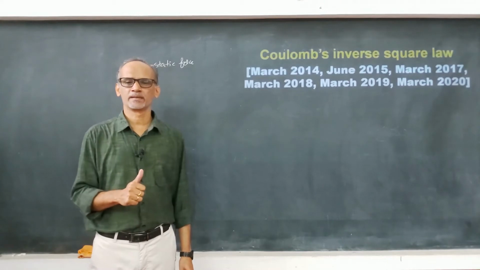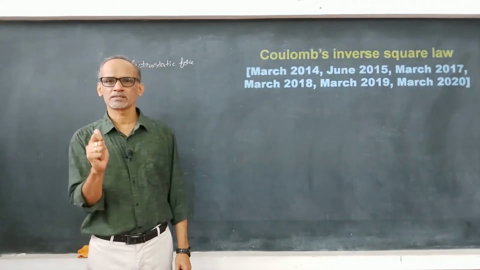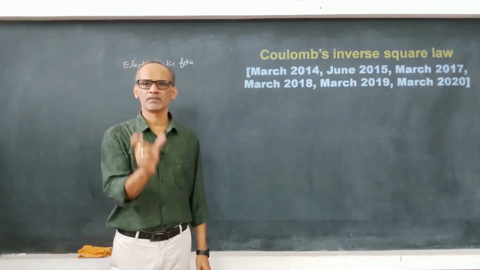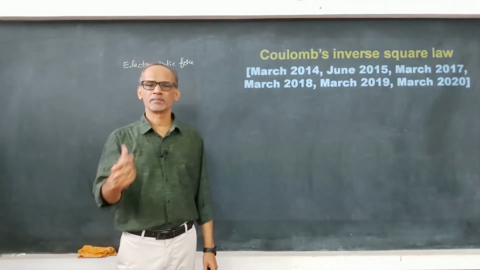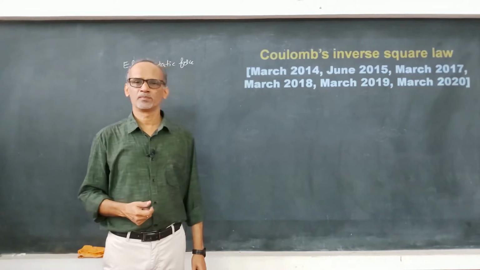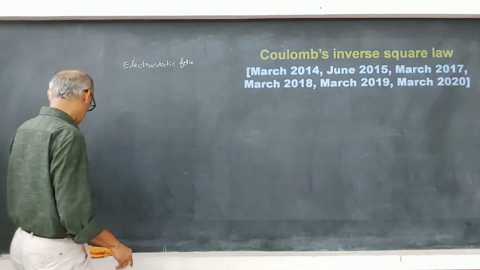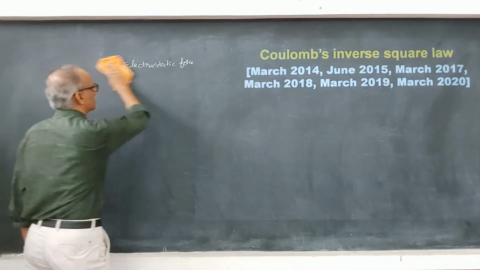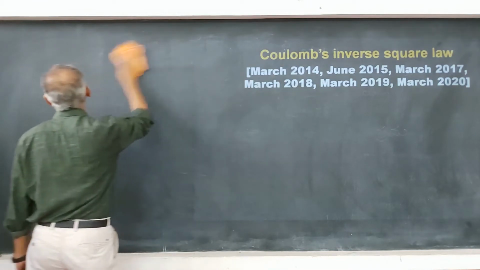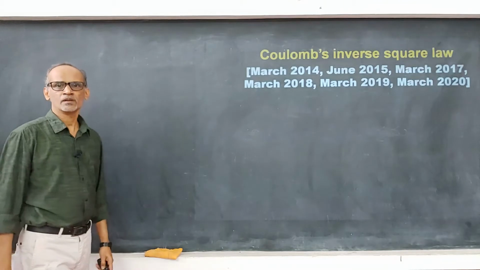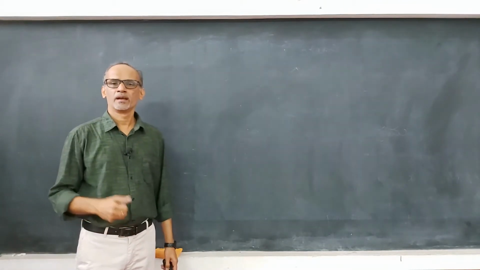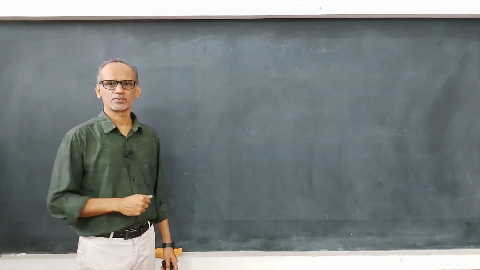Okay, state and explain. If they ask only state, then give the statement of the law. And if they ask state and explain, then along with the statement, do write the mathematical form also. Okay. So, now let us focus more on this particular law, which is Coulomb's inverse square law. Now, what is the use of this law, correct? And then what is the mathematical form? So, that is what I am going to explain.